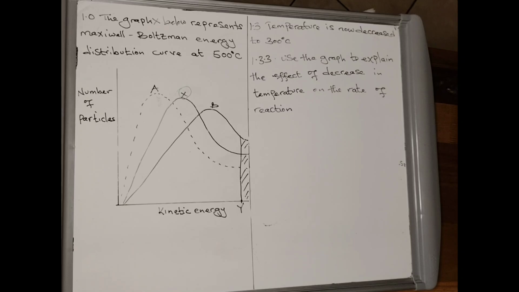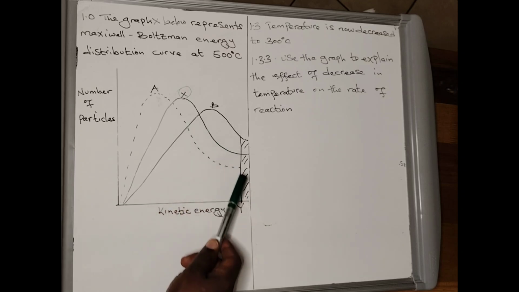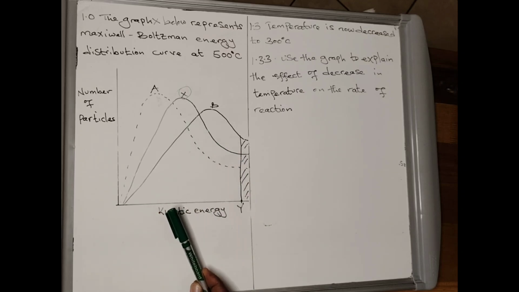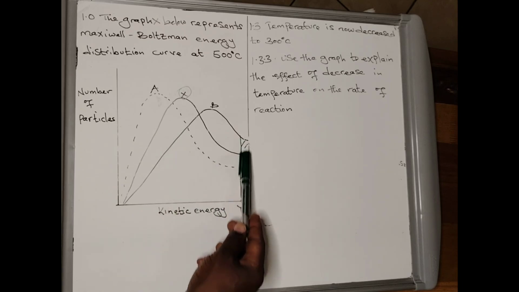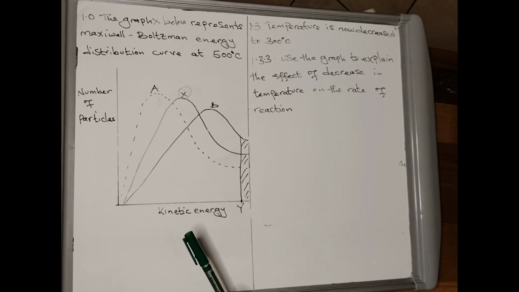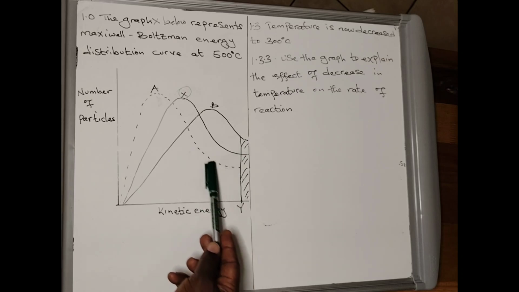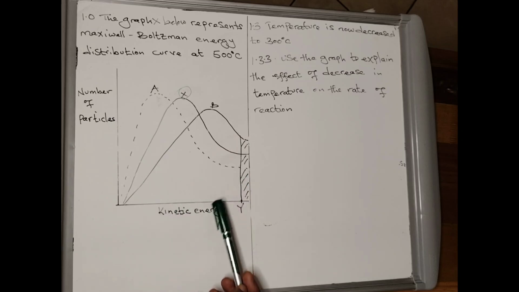But how do we identify that from the graph? From the graph, how is it shown that when you decrease temperature, the rate of reaction decreases? That one can be identified from the shaded area. What have we realized? When you decrease temperature, the shaded area decreases. And what does the shaded area represent? It represents number of particles with enough energy to react. So decreasing temperature decreases number of particles with enough energy to react, so decreasing the rate of reaction.